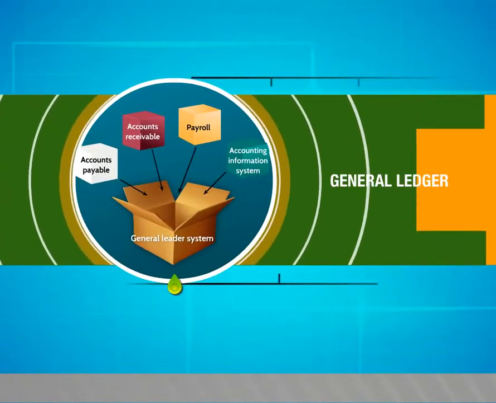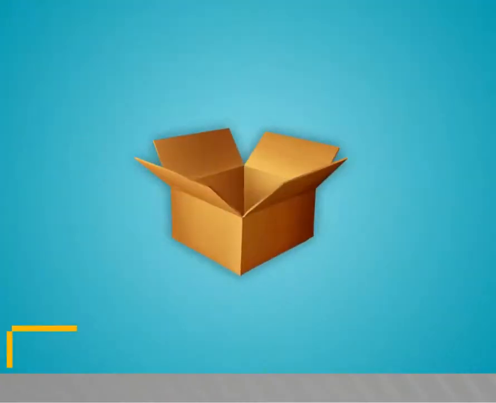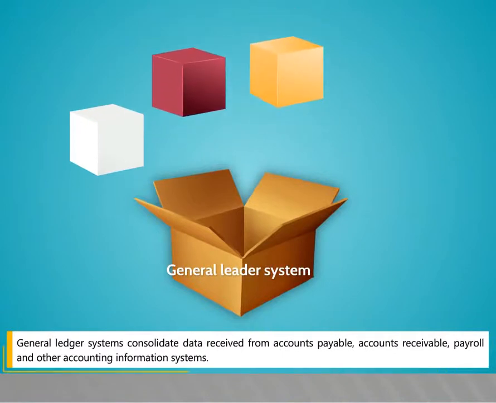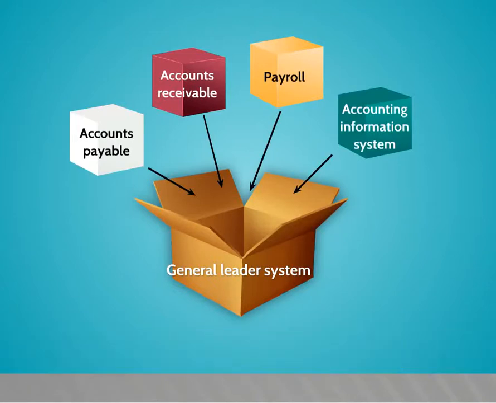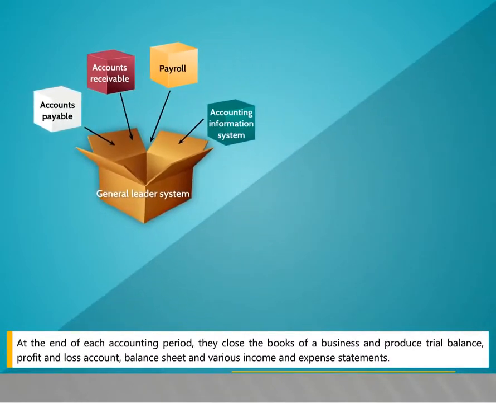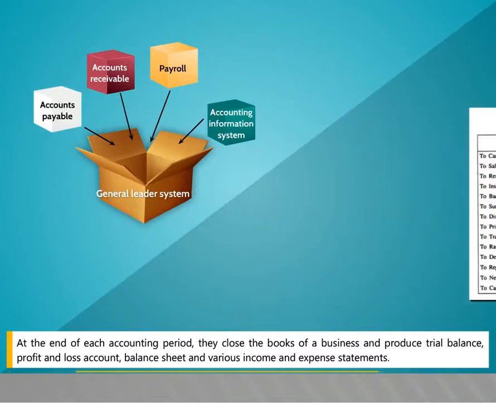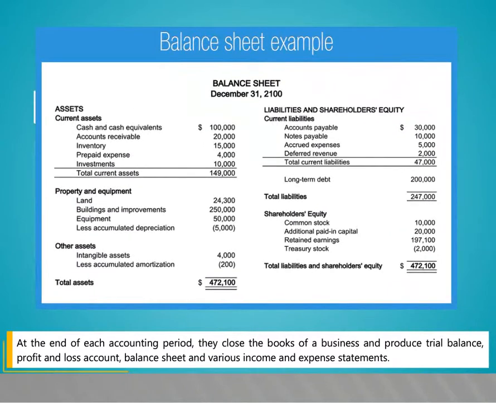General ledger. In this video, we are going to see about general ledger. General ledger systems consolidate data received from accounts payable, accounts receivable, payroll, and other accounting information systems. At the end of each accounting period, they close the books of a business and produce trial balance, profit and loss account, balance sheet, and various income and expense statements.